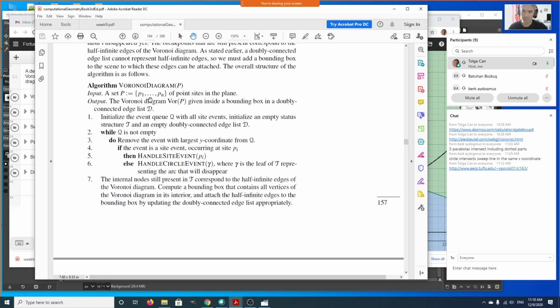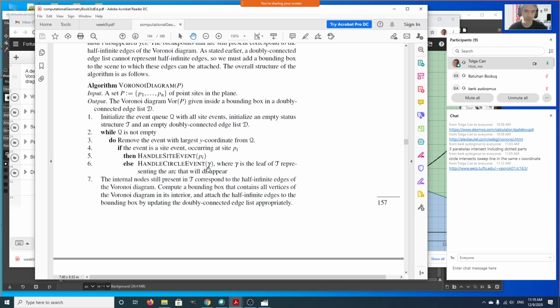The main algorithm is exactly the same as any plane sweep algorithm. We have a status structure. We also initialize our output. The doubly connected edge list is also constructed on the fly as we process the events. While the event queue is not empty, we get the next event and process it. Since there are two types of events, we handle site events and circle events separately. The site event gets the site information as a parameter, the point that is given to us as input.